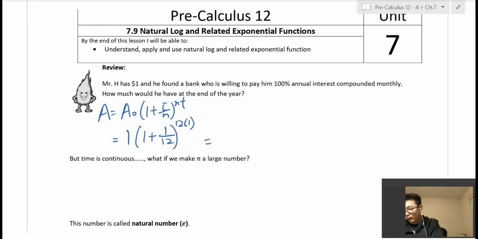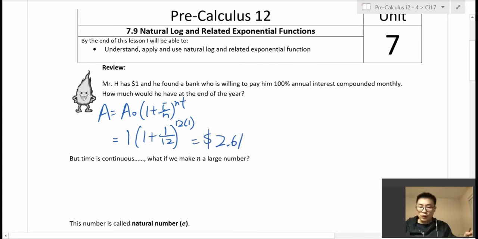I missed it again, so I'll do it again. 1 plus 1 divided by 12, to the power of 12. So this ends up being 2.61. By the end of the year, I would actually have $2.61.